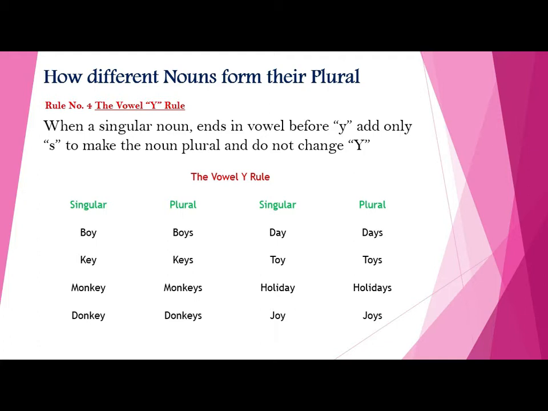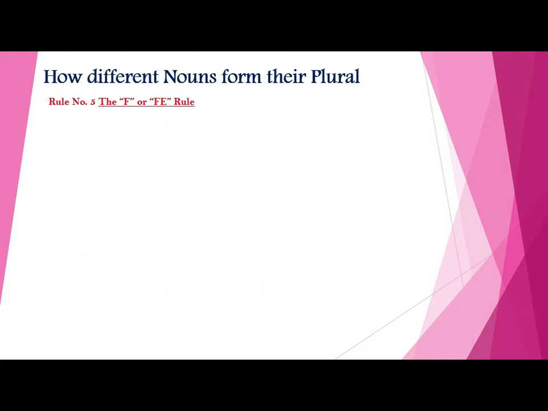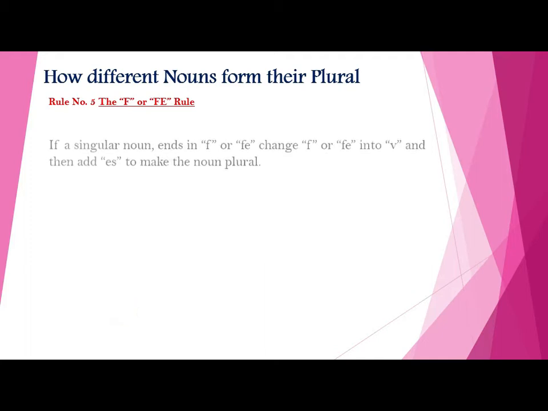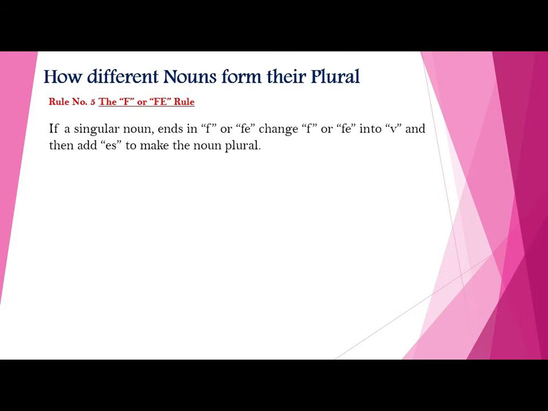Now we move to our rule number 5. Rule number 5 is the F or FE rule. According to this rule, if a singular noun ends in f or fe, change f or fe into v and then add es to make the noun plural. This rule defines that if a noun ends with f or fe, then we change f or fe into v and then add es to make the noun plural.